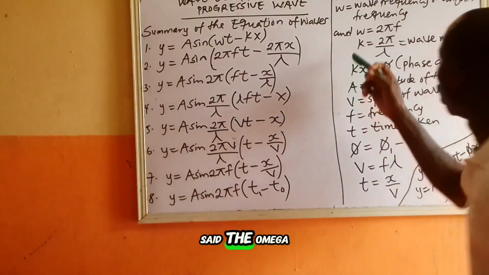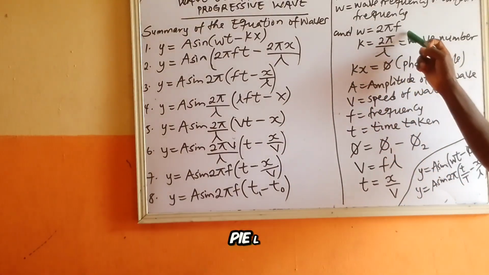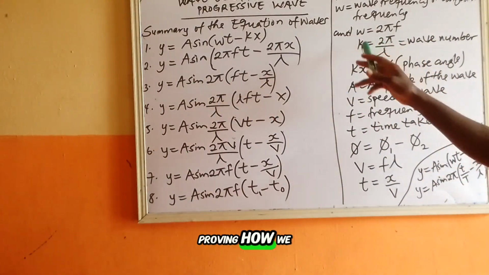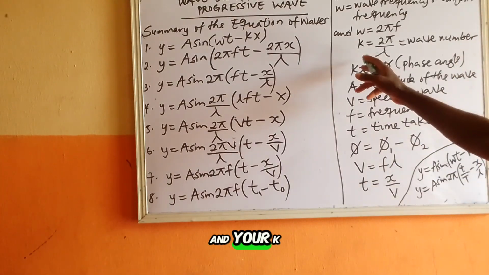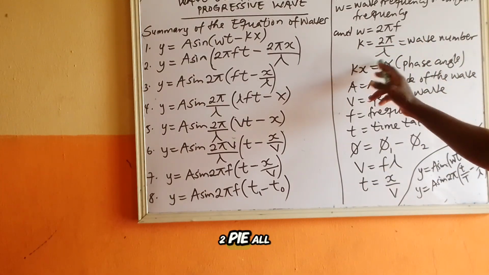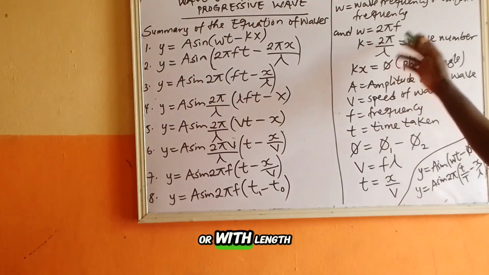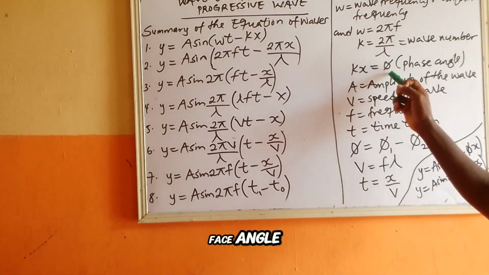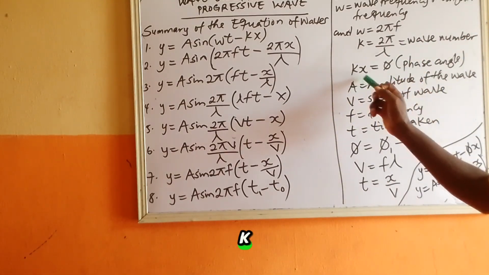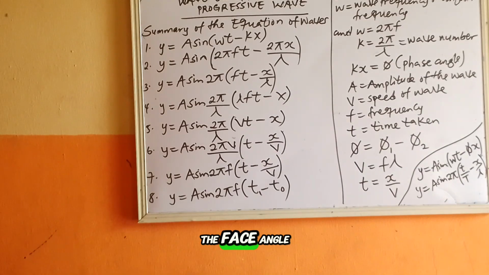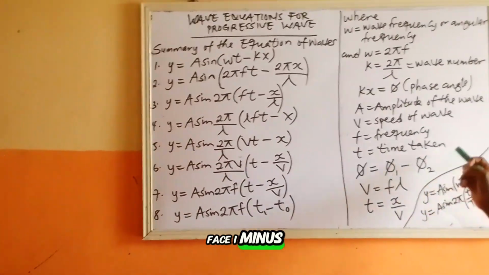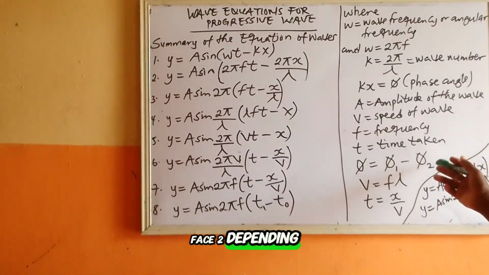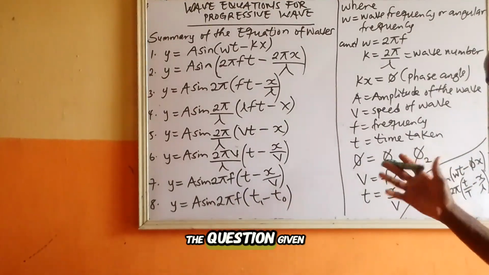And I've already said the omega is also 2 pi f. If I started proving how we got all this, time will not permit us. And your k is equal to 2 pi over lambda, or wavelength. Then for your phase angle, you can also use the formula kx equals phase angle. And remember that your phase angle can also be phase 1 minus phase 2, depending on the question given to you.